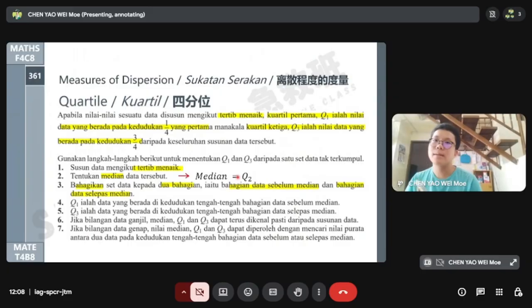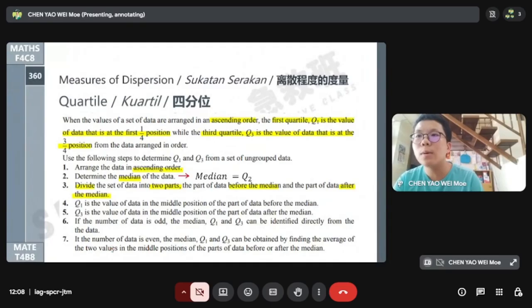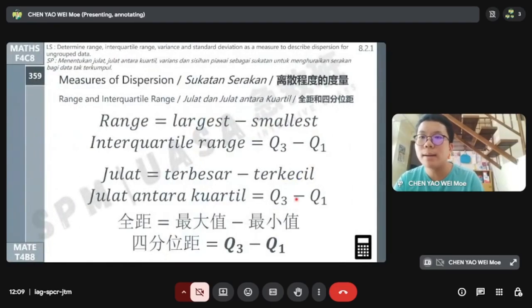Because it's very small, so you can find the middle one. How do we do it? We can choose the same thing. Do like this. Very easy one. 4.5. And this is called quartile. So to find the interquartile range is very easy: use third quartile minus quartile 1.